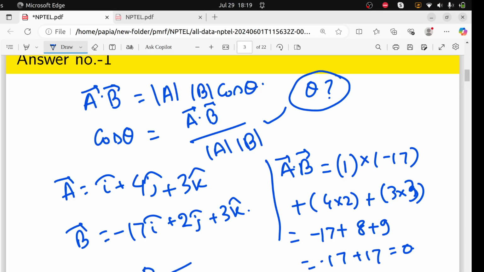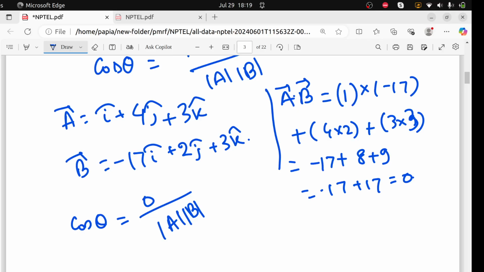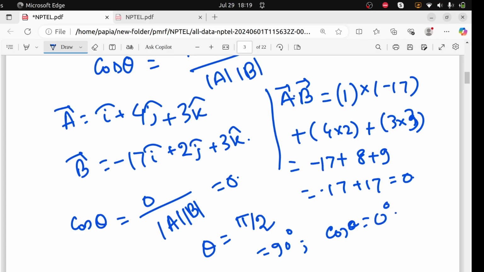And then mod of A, mod of B. I don't want to calculate mod A, mod B, because if the numerator is 0, then as a whole the result is 0. So at which value of theta is cos theta giving 0? Obviously we know that theta equals pi by 2 or 90 degrees. For this case, cos theta equals 0, not 0 degrees, it is 0. Right? So the angle between these two vectors, A vector and B vector, is 90 degrees. Is it fine, everyone?